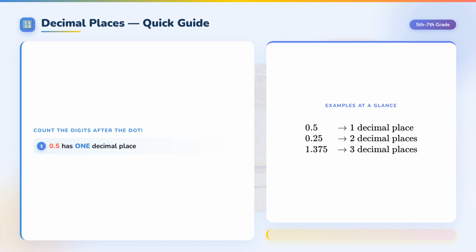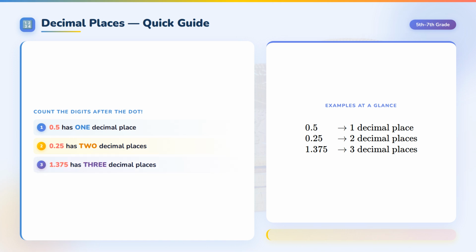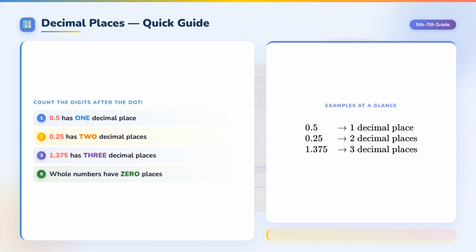Let's make sure we know how to count decimal places because this is the key to the whole method. A decimal place is any digit after the decimal point. So 0.5 has 1 decimal place. The number 0.25 has 2 decimal places, tenths and hundredths. And 1.375 has 3 decimal places. A whole number like 4 or 12 has 0 decimal places. Got it? Awesome. Now let's start with the easier type, a decimal times a whole number.